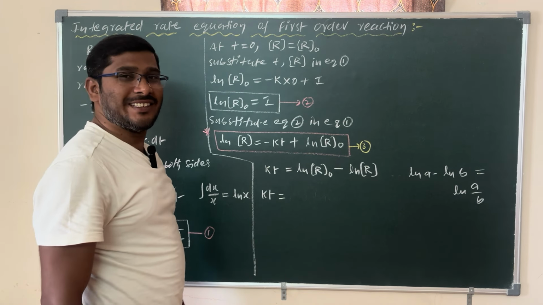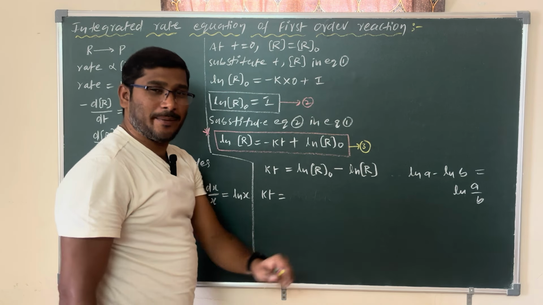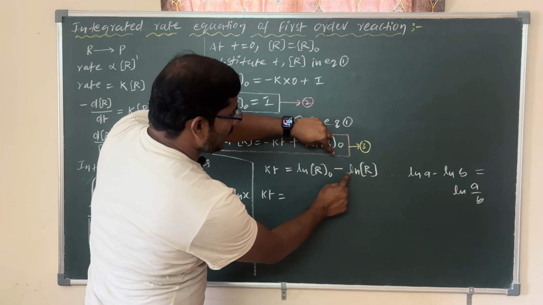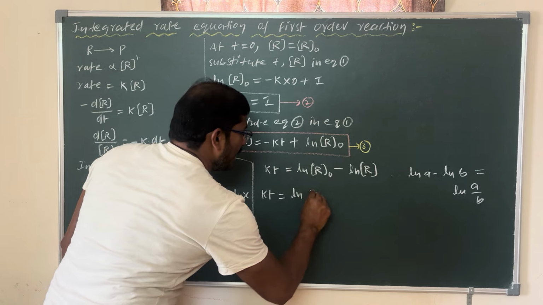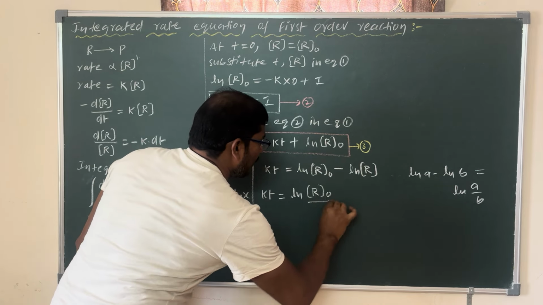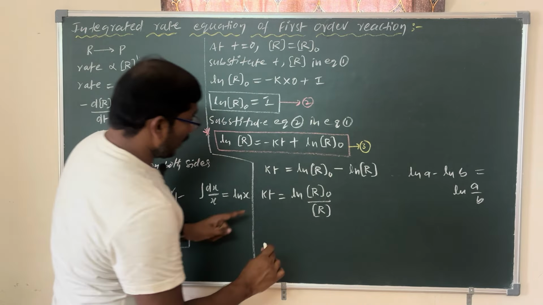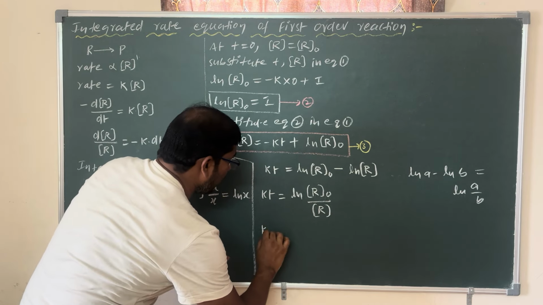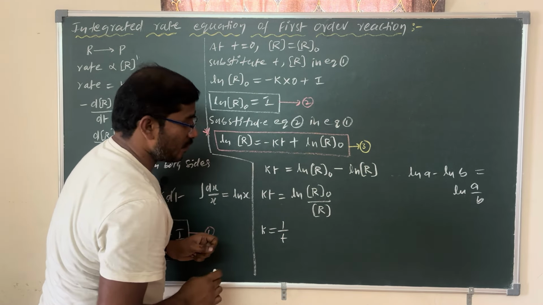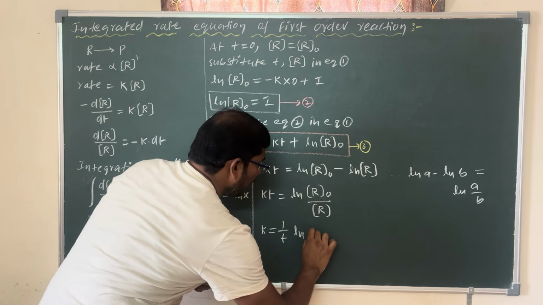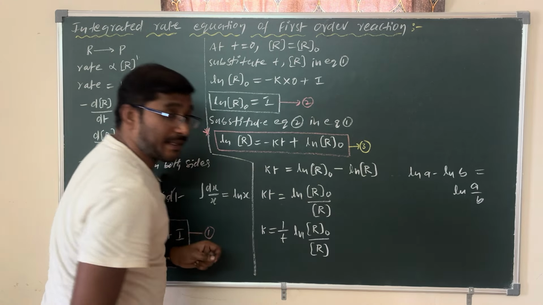That is one formula: log A minus log B is equal to log A by B. Here Ln A minus Ln B is there, so Ln A divided by B it becomes. Kt is equal to Ln initial concentration of reactants divided by concentration of reactants. Now listen carefully. K is equal to 1 by t. I am sending t to this side, 1 by t, Ln initial concentration of reactants divided by concentration of reactants.